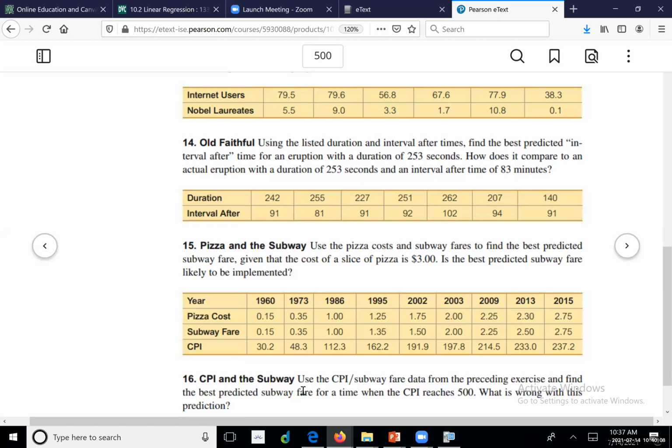let's go to the other question. The one with the Old Faithful. So it says, how does it compare an actual eruption with the duration of 253, an interval after time of 83 minutes? How does that compare? Find the best predicted interval after time of eruption.